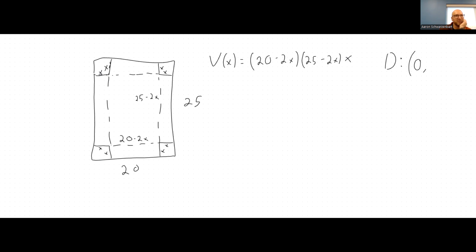So x can't go more than halfway if I'm folding it up, right? If I do 20 minus 2 times 10, that's 0. I have a bottom side of 0. I don't have a box at all. So I know my answers have to be somewhere between 0 and 10. You might get a third answer that's just not going to be valid.